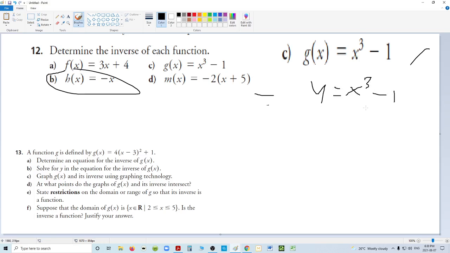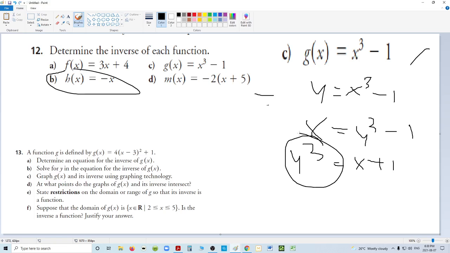Start with the basic formula in terms of x and y. Then swap the x and y variables. Then you're going to get this all alone. So I'm adding 1 to both sides. I just like to have y on the left side.